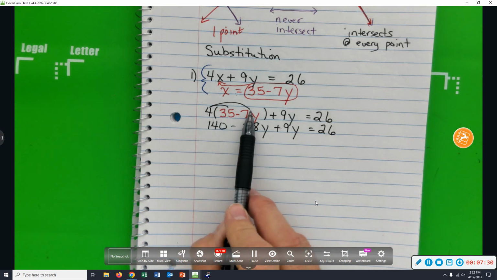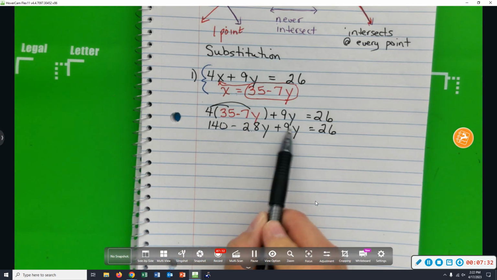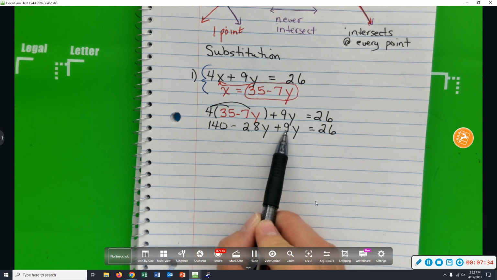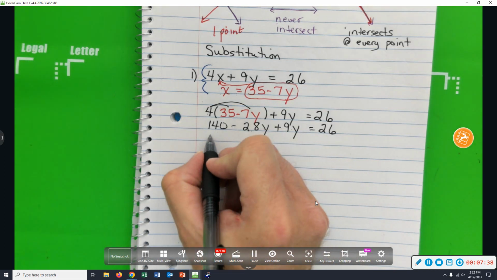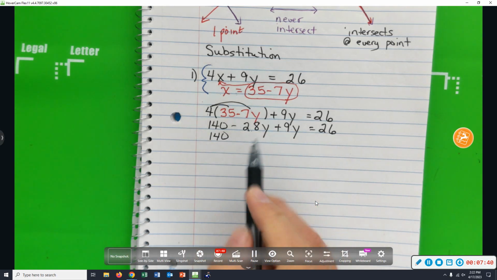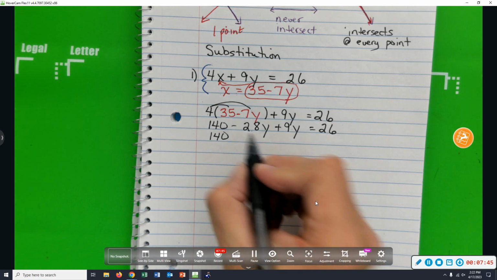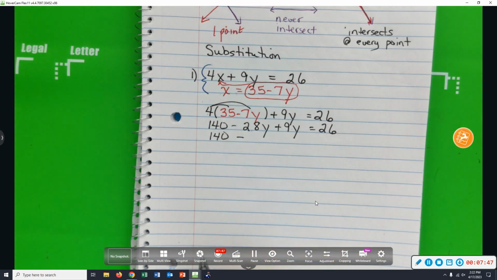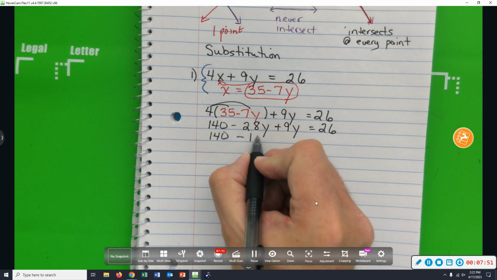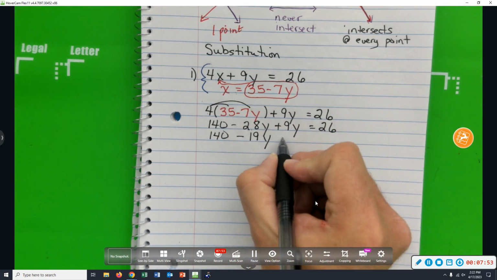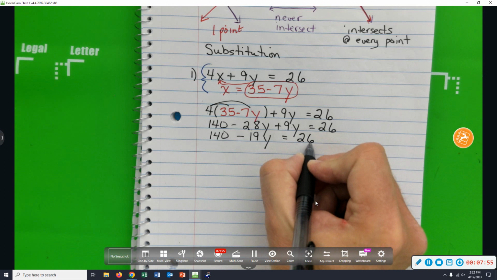Okay, so I distributed the 4. Combine the negative 28y plus 9y. So we have 140. I'm carrying that down. And then negative 28 plus 9. Oh, I'm thinking negative 19. Okay. Negative 19y equals 26.